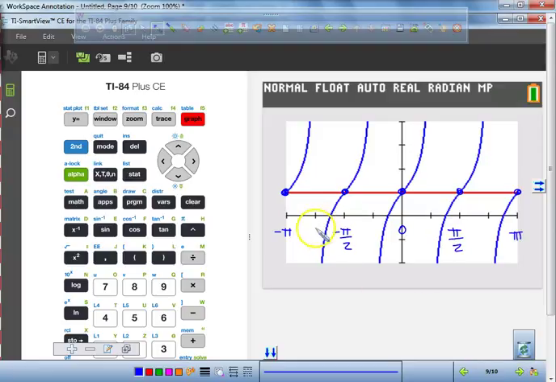Now, you guys can't see it, but right here, where is this located? This is at -3 pi over 4. This is at -pi over 4. I need you guys to draw in some asymptotes.